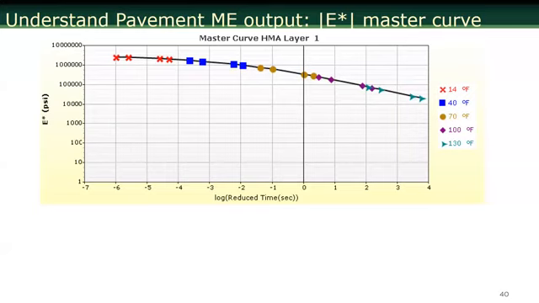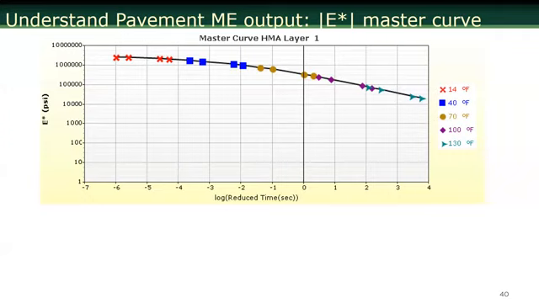Now, from this G star data, there's a curve that's called the dynamic modulus master curve. That's what we discussed this morning. The Pavement ME software develops this master curve from the input that you provide. At the end of the analysis, when you run Pavement ME, if you look at the PDF output, you're going to see this. This is a snapshot of the output of Pavement ME.